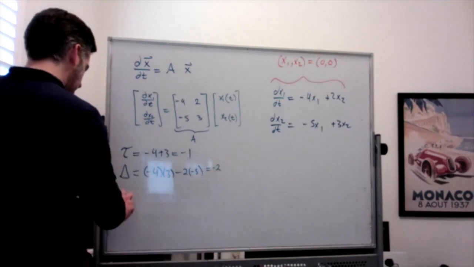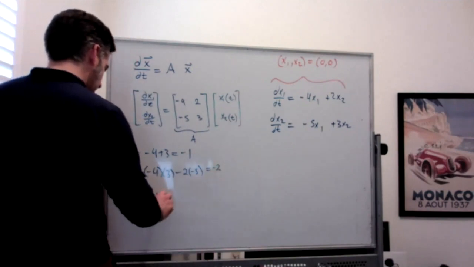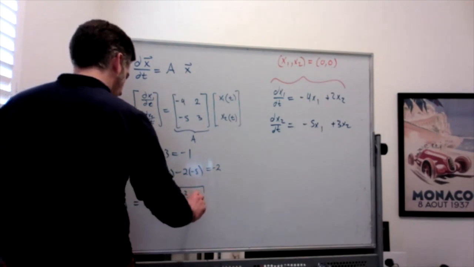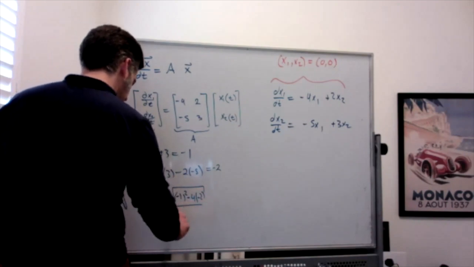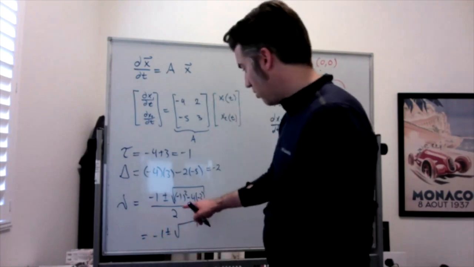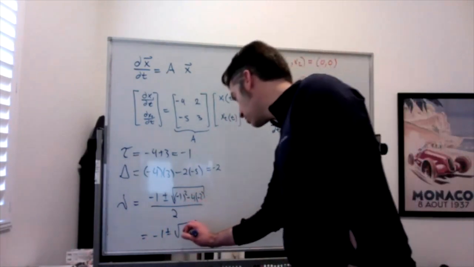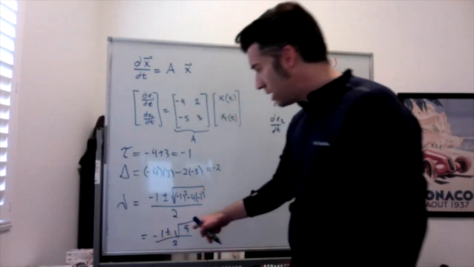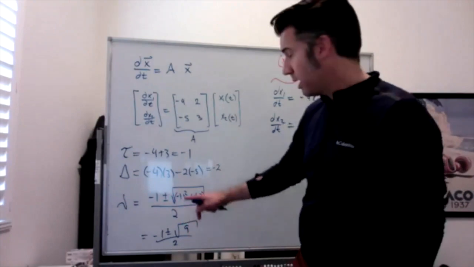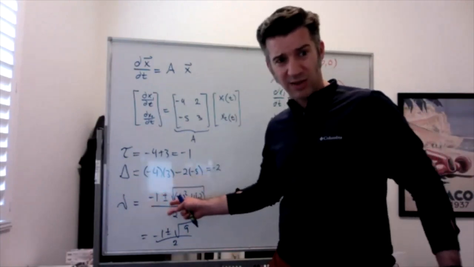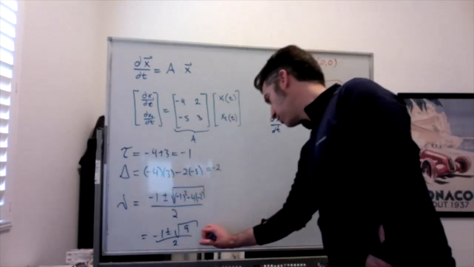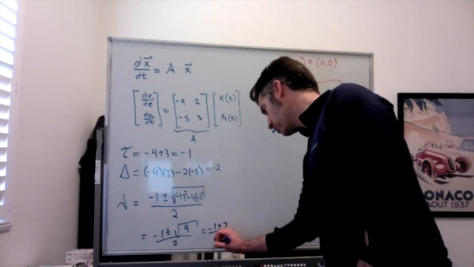And then my solutions, my lambdas, are the trace plus or minus the square root of the trace squared minus 4 times the determinant, all over 2. That's going to be -1 plus or minus the square root of 1 plus 8, which is 9, over 2. Do be careful, this -1 out here is also divided by 2. I saw a few people with the quiz make it so that part wasn't divided by 2. The whole thing is divided by 2. So that's going to be -1 plus or minus 3 over 2.